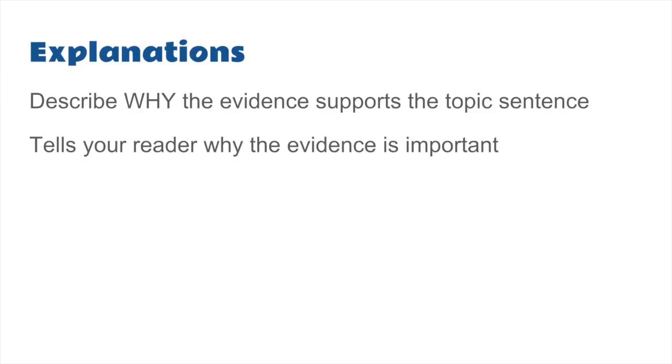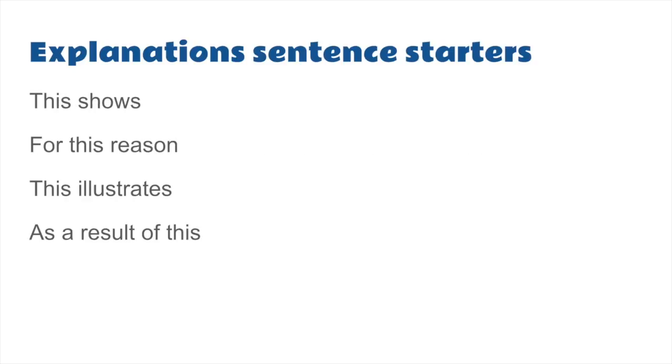Explanations describe why the evidence supports the topic sentence. It tells your reader why the evidence is important. Example sentence starters for explanations include this shows, for this reason, this illustrates, as a result of this, etc.